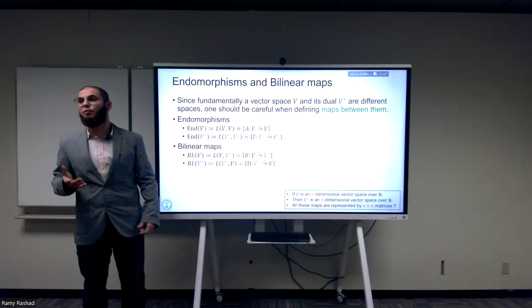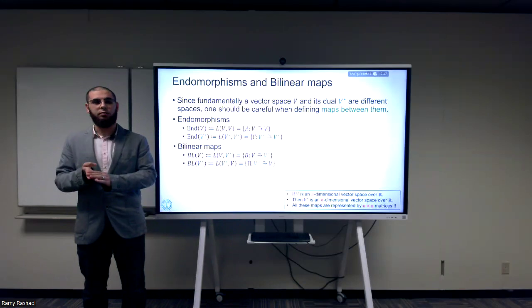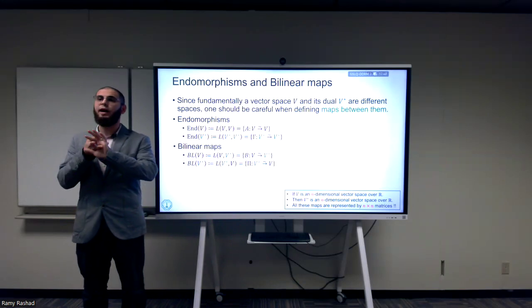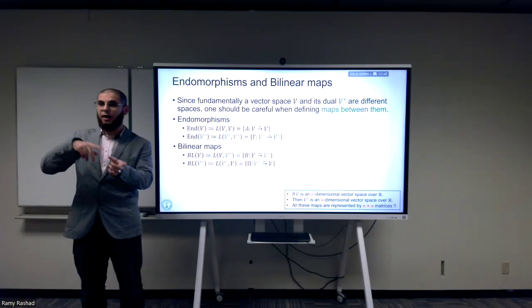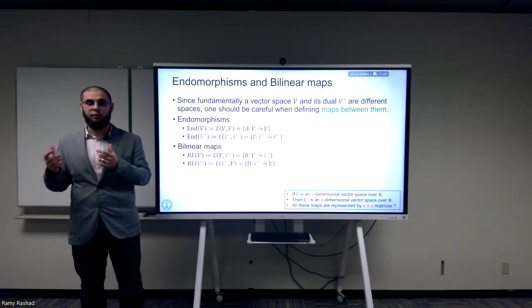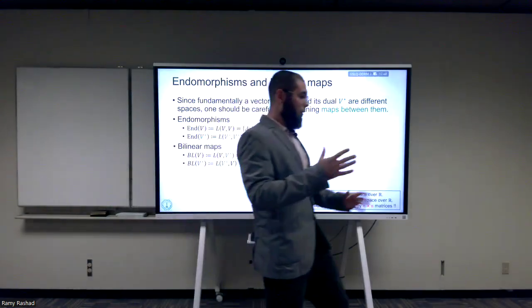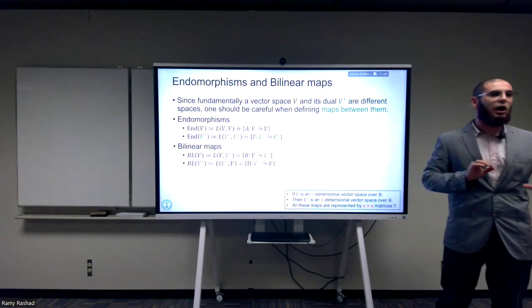So how many spaces of maps do we have? We have four. Okay, so I started with one vector space. We defined what the V star is, and now I can have four different types of maps between these. Okay. Now let's go slightly closer to Rn.